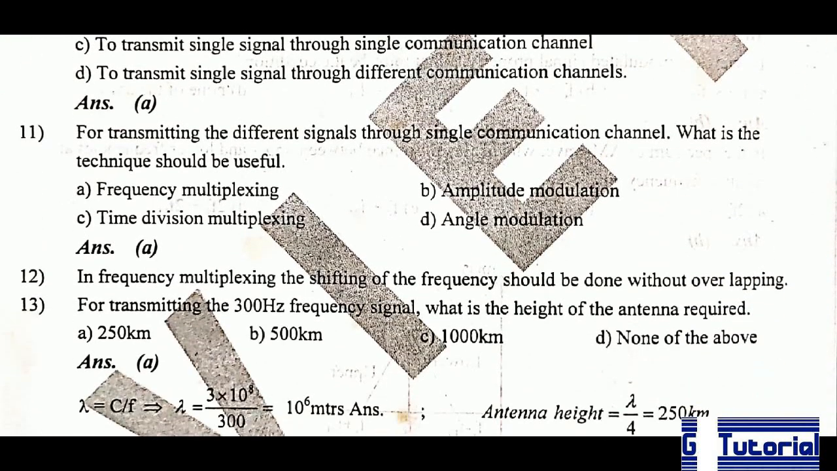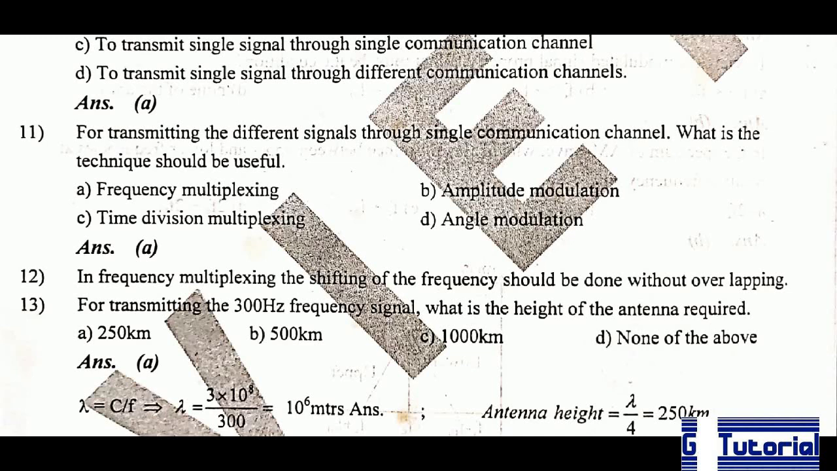Next question. In frequency multiplexing, this is not a question, you can just note it down, it is a short note. In frequency multiplexing, the shifting of frequency should be done without overlapping. Next question. For transmitting the 300 Hz frequency signal, what is the height of the antenna required? We have learned that the height of antenna should be 1/4 of the wavelength of the signal to be transmitted. Here we are given the frequency of the signal. So let us relate the frequency with wavelength of the signal.